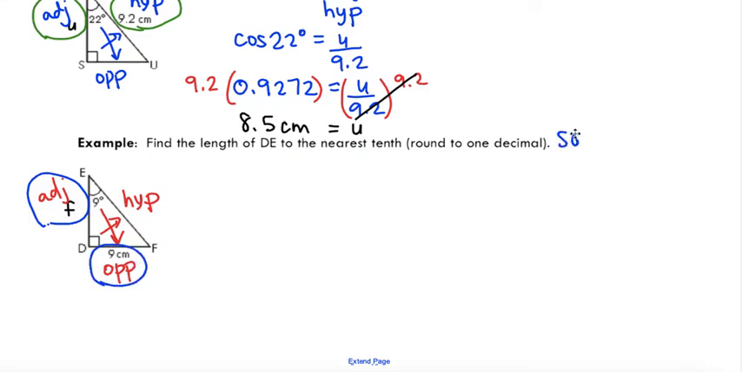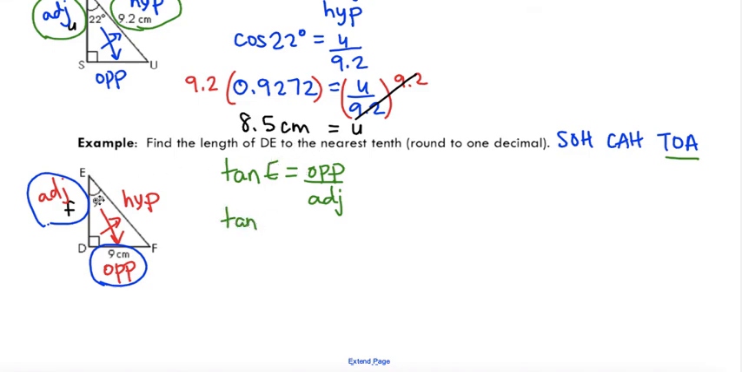So I have to, again, think back to my SOHCAHTOA. Which one of these trig ratios uses opposite and adjacent? And as I look here, I find that tan is the one that I need to use. So I'm finding the tan of my angle E, and that's equal to the opposite over my adjacent. So now I substitute in what I know. The tan of E is 9 degrees. My opposite side is 9, and my adjacent side is little f.